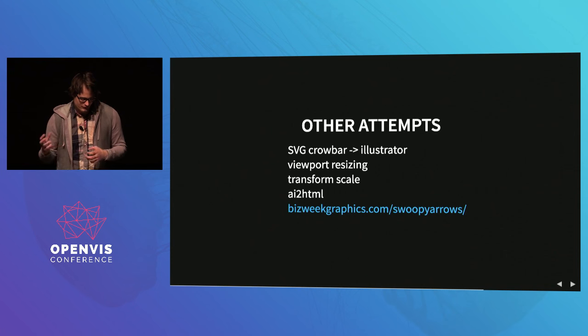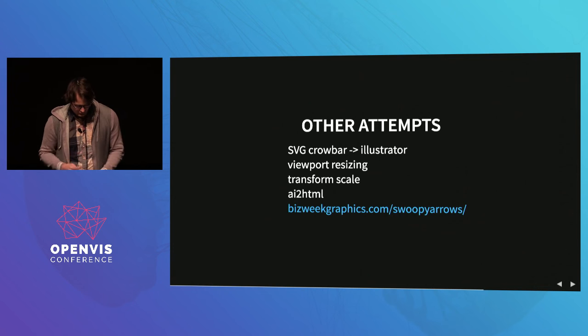One thing was to use SVG Crowbar, grab your D3 graphic made with JavaScript, and mess around with it in Illustrator. But then you lose the data encoding, so it's no longer responsive. So we tried viewport resizing and transform scale, but that makes the text small, and you start to run into a cascade of problems. We also tried AI to HTML, which lets you do responsive Illustrator graphics, but it makes a pretty messy SVG that's hard to make interactive again.